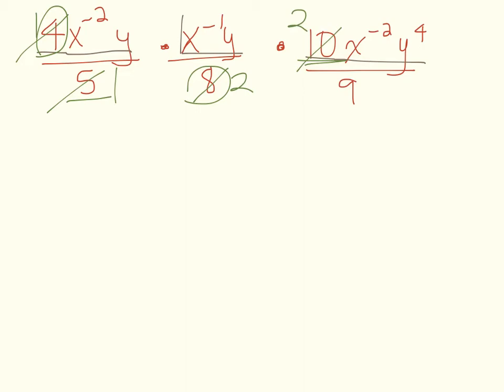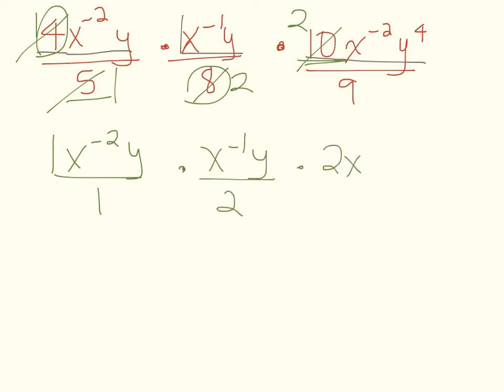If I just rewrite the expression now, slightly simplified, I'll keep my denominators just for right now. We have x to the minus 1 y over 2, multiplied by 2x to the negative 2 y to the 4. And we still have that 9. Now, even here, I can reduce further because I have a 2 in my denominator and a 2 in the numerator. So those will cancel out.